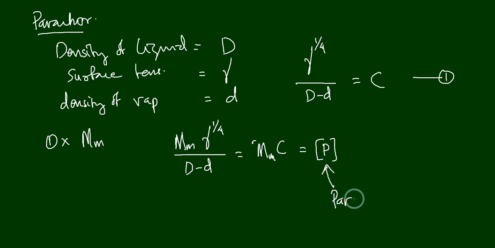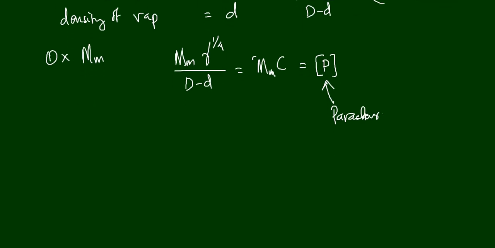Okay, this is called the parachor. And the parachor is therefore the product of molar mass M and C, where C is gamma raised to 1 by 4 divided by (D minus d).